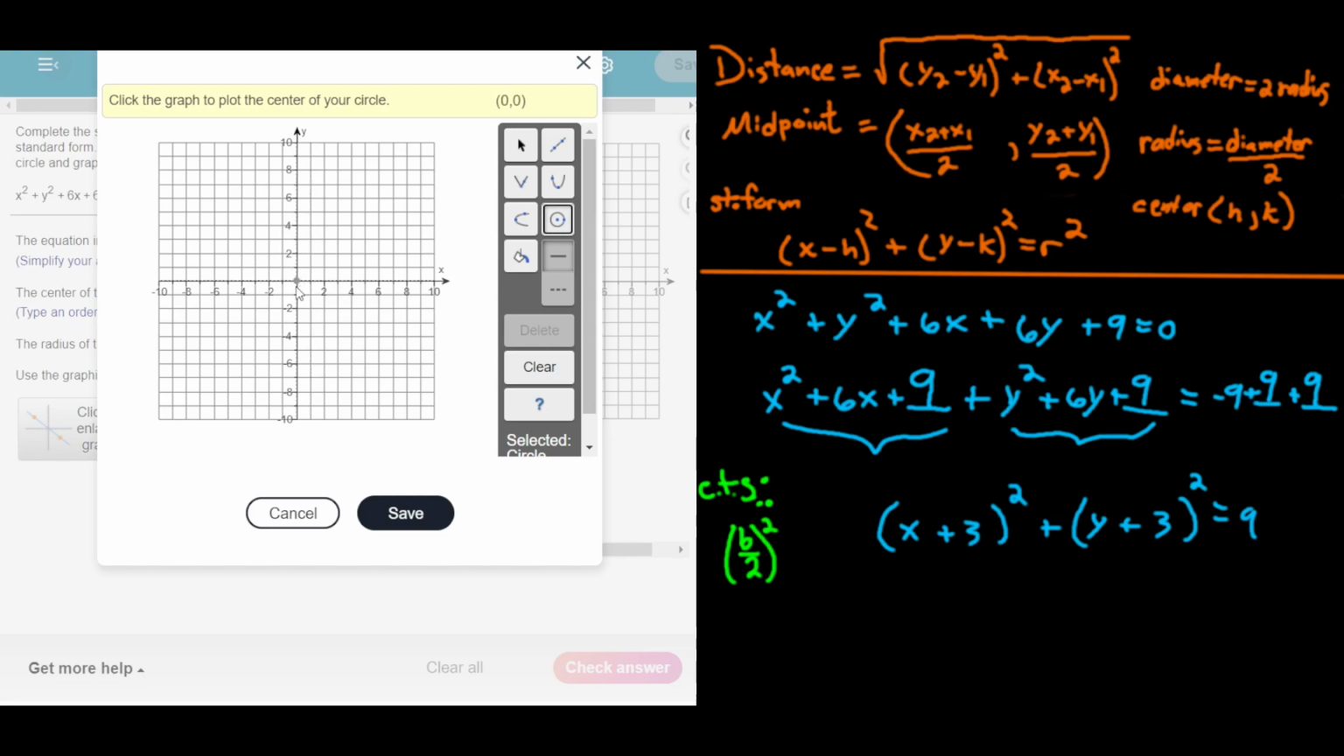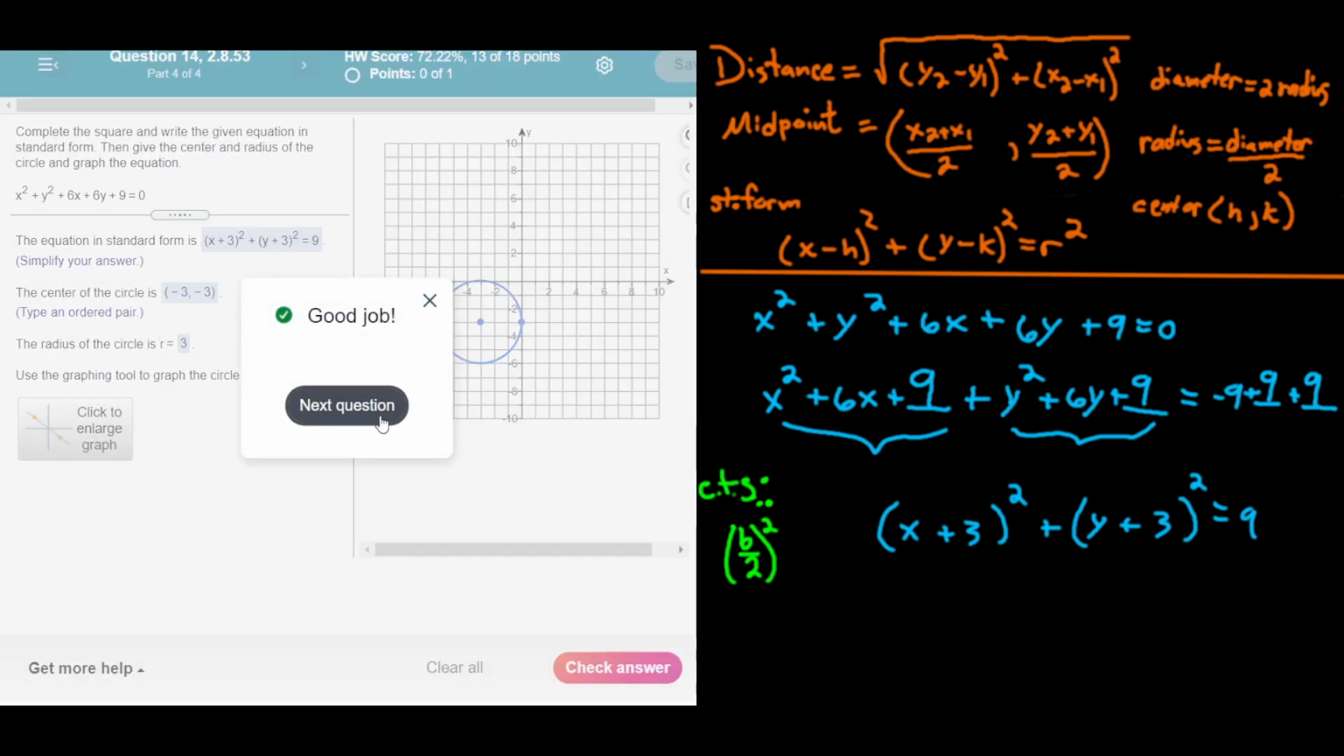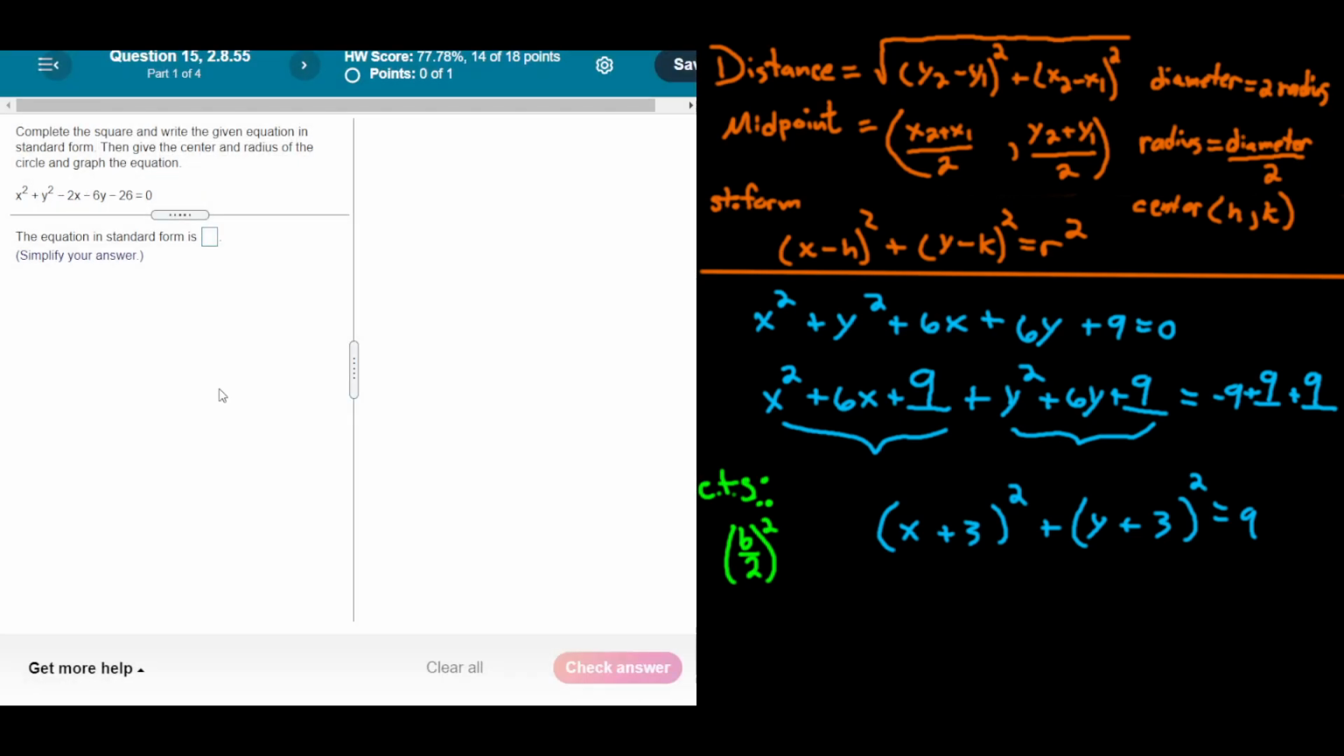So -3, -3, and look at the upper right portion of this screen here. It says -3, -3, so we're good. Radius is 3, so go in any direction, not slanted, but either up, down, left, or right. So 1, 2, 3, bam. All right, now the domain and range. That's really good. Okay, so let's keep on going. Let's keep moving.